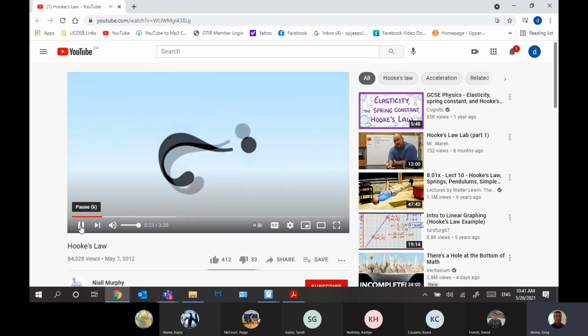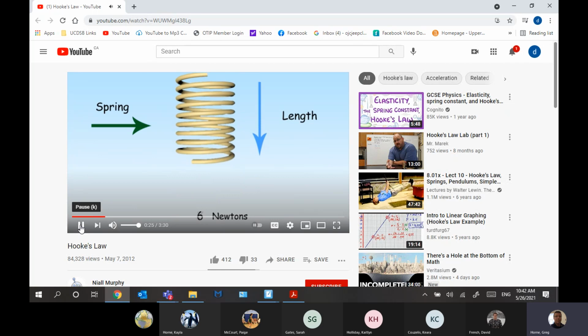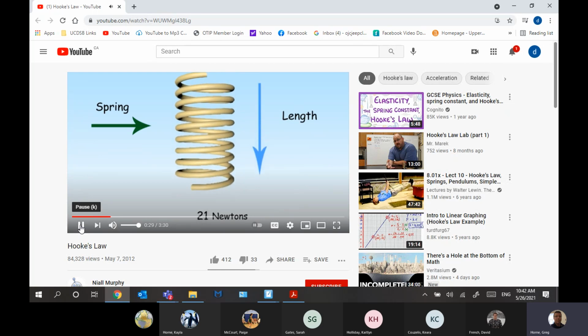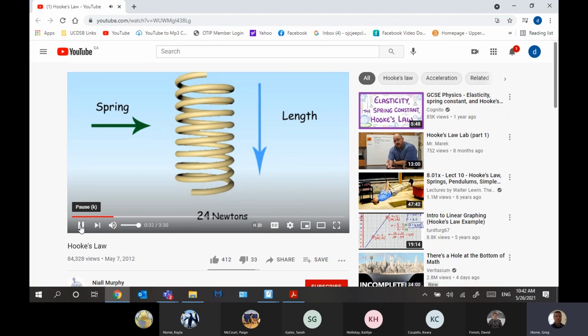What does this actually mean? Simply put, Hooke's law tells us how far an elastic material will stretch depending on the tension or force applied to it. It is a common law used in physics and engineering.